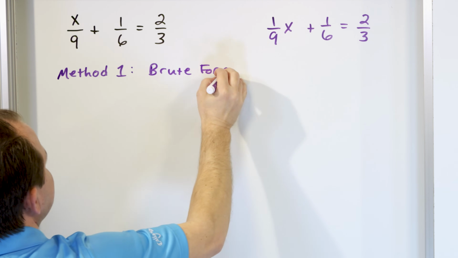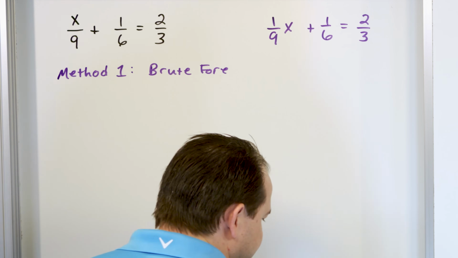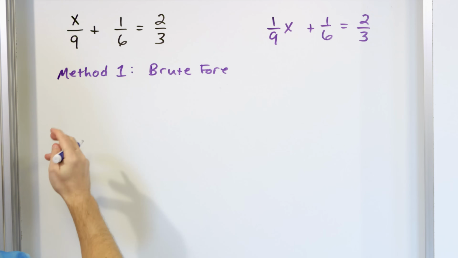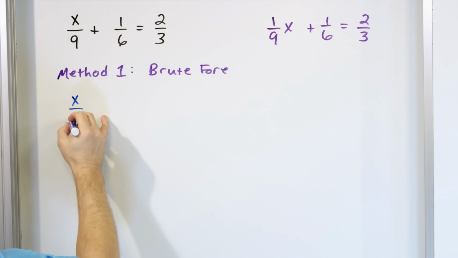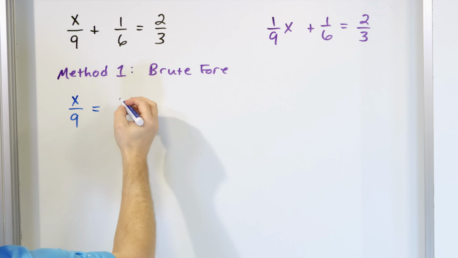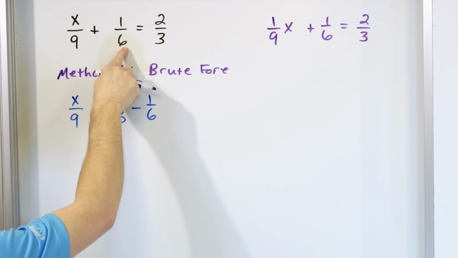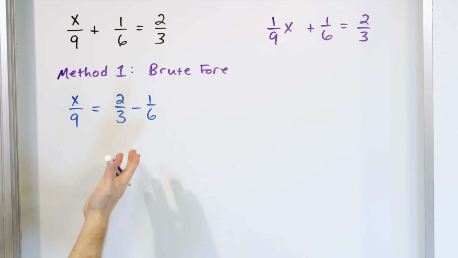What I mean by that is you just pretend you don't know anything about this equation. You're going to solve it exactly the same way as we've solved all the other ones. We want to get x by itself, so we have to subtract the 1/6, right? If we subtract it from the left, we're just going to have x over 9 left over. But if we subtract it from the right, we'll have 2/3 minus 1/6. See, we subtract 1/6, that makes it 0 here. Subtract 1/6 from this side, and there you go.